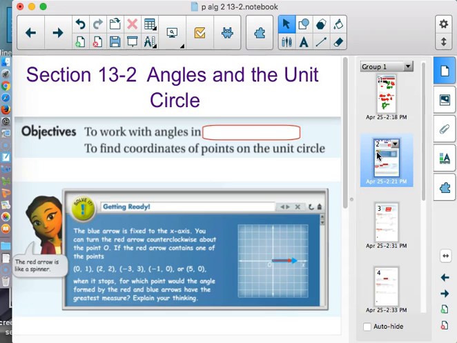So section 13.2 is about angles in the unit circle, and we want to work with the angles in the standard position. And when we start this today, I'm going to remind you of the exact same thing you did in geometry way back when you had to draw these in standard position. So standard position just means we always start on the positive x-axis with our angle, and then we do our rotations from there. And then, like it says, we want to find coordinates of points on the unit circle. That's probably going to be tomorrow. We probably won't have time for that today.